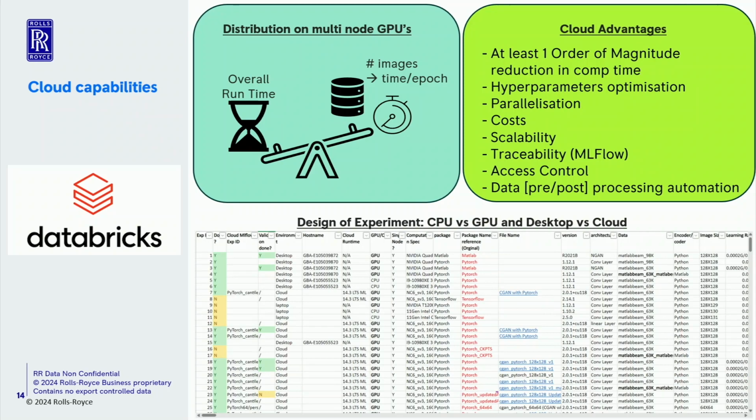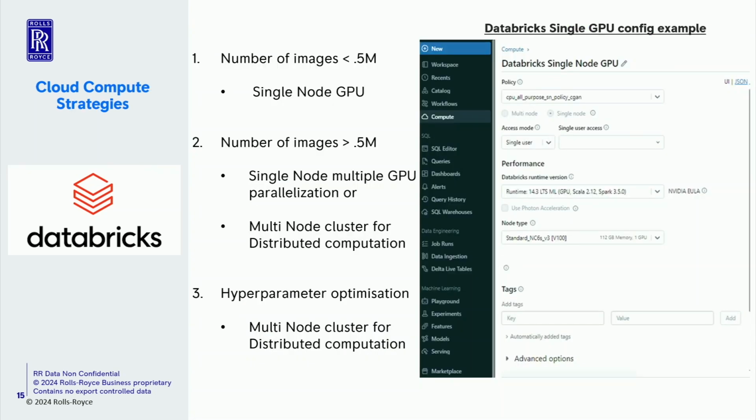And then all the other governance capabilities such as traceability, access control, and data pre-processing were readily available out of the box by using a combination of Unity Catalog, the entire Jobs API, and using MLflow for model management and model tracking. And I'll now pass it on to... I have one more slide.